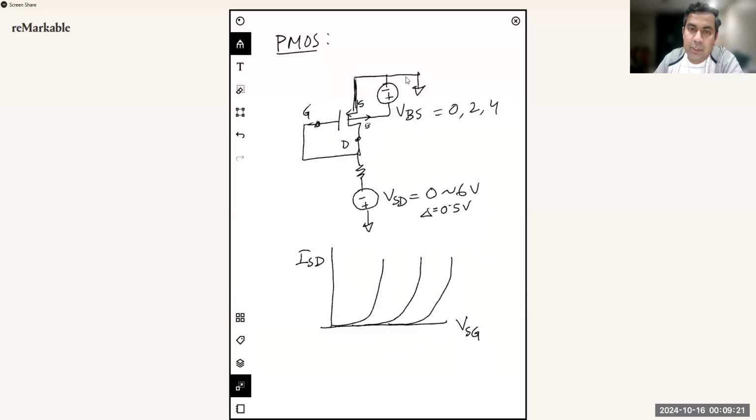You will see a similar plot here for different body biasing voltage. Then you can derive all the parameters. For the first plot, you will get Kn prime and lambda. And from this plot, you will get the gamma value. So that is pretty much all the experiment.